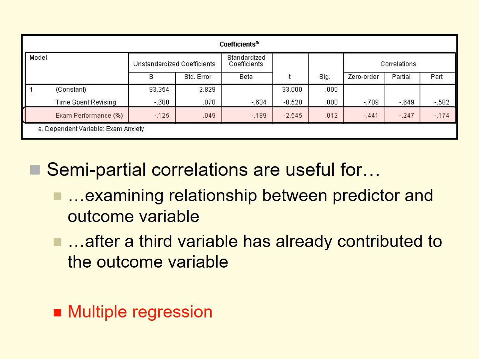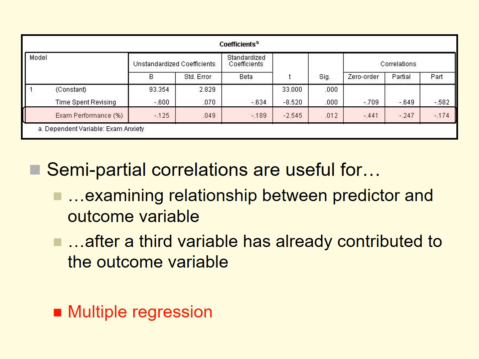By the way, you can also see the partial correlation, which is the same value we saw before when we did calculations of partial correlation. And there's also the zero order correlation. That's just the regular old bivariate correlation between exam performance and exam anxiety.